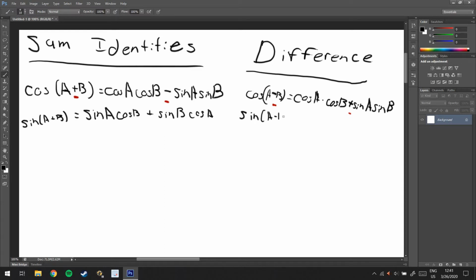And then on the opposite side, for the difference, we're going to keep the form for the trig functions. So I have sine of A minus B is going to be sine A cosine B. And then instead of having plus, I match my sign, so I'll have minus sine B cosine A.